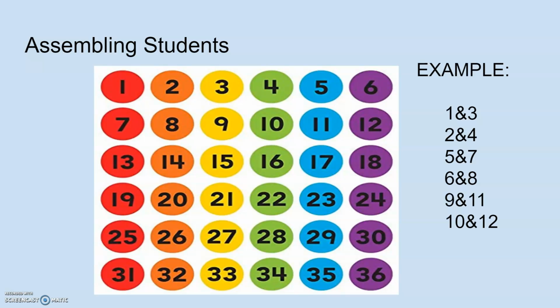Students will be grouped according to their assigned number. In order to prevent students from working with their friends or the same person they always work with, the teacher will group students in odd/even fashion. For example, students 1 and 3 will work together, students 2 and 4 will work together, and so on.